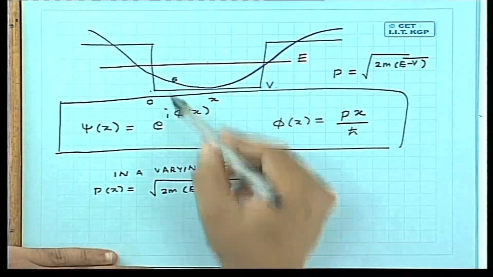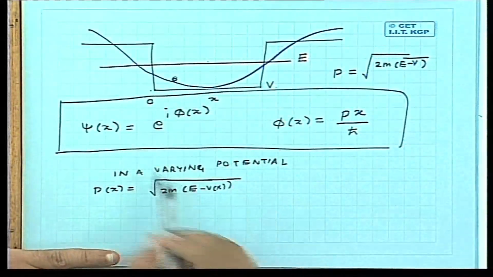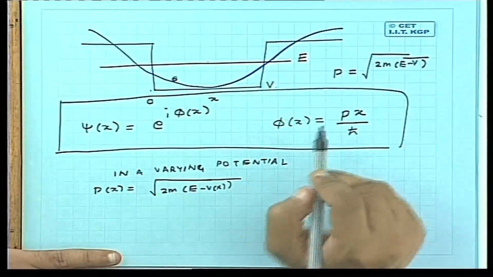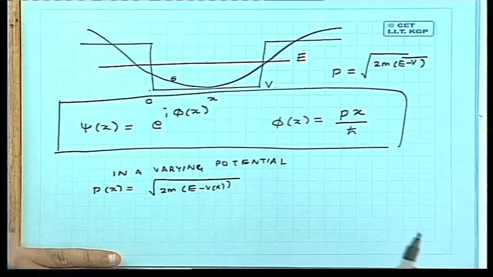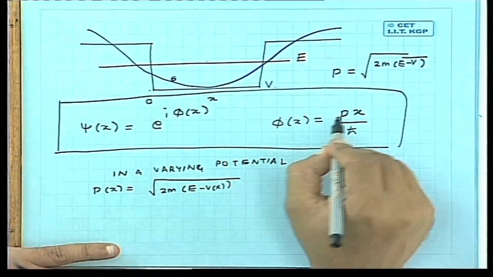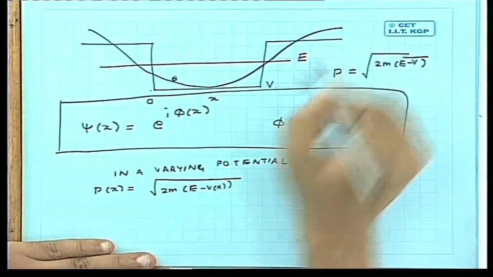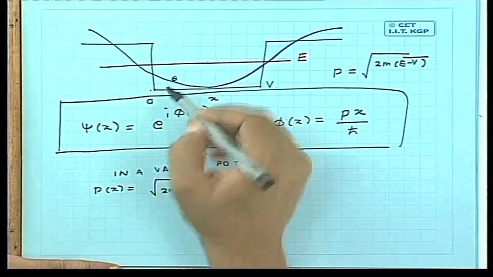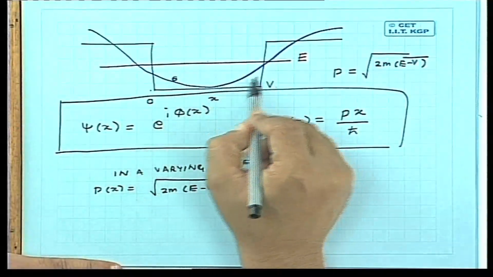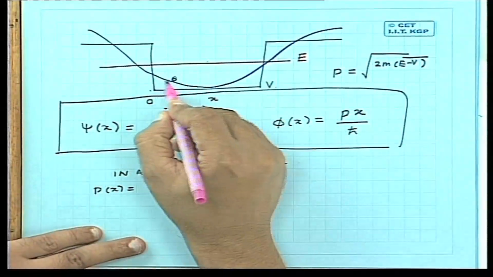So classically here the momentum was a constant, and the phase for the quantum wave function turned out to be e to the power i p x by h cross, and p was a constant. Now if I have a potential which is varying continuously, then classically we know that the momentum of the particle is different as it goes from position to position.